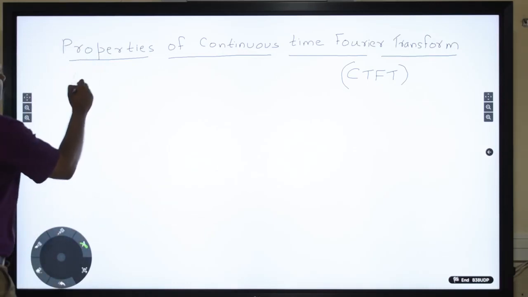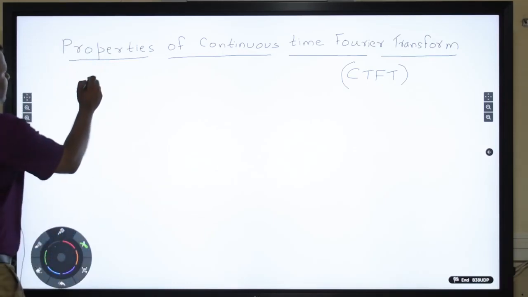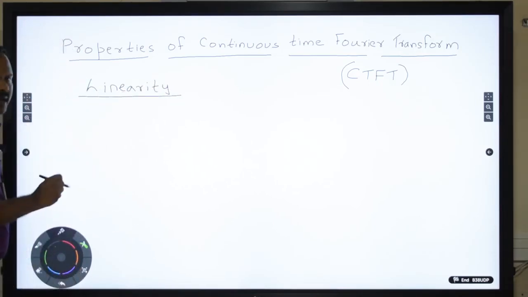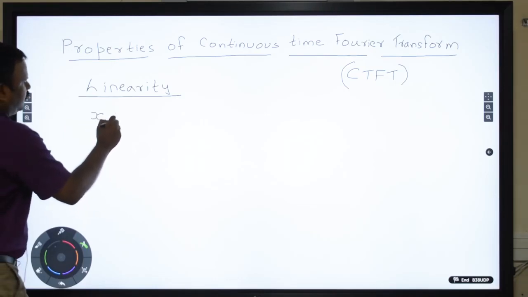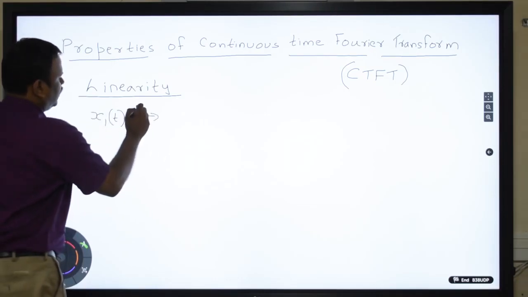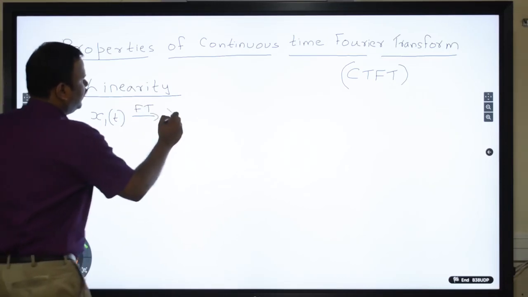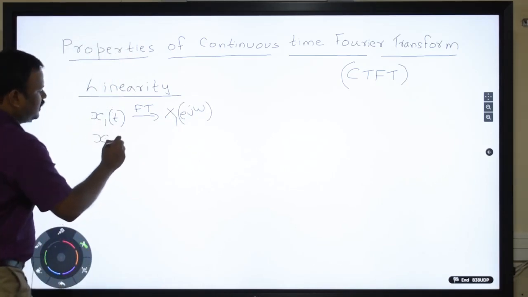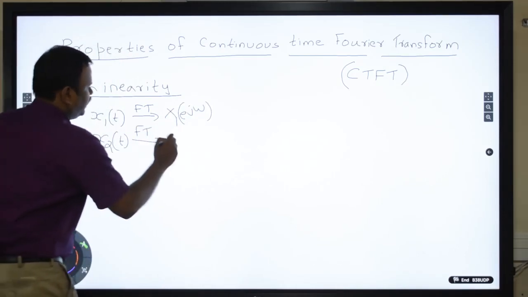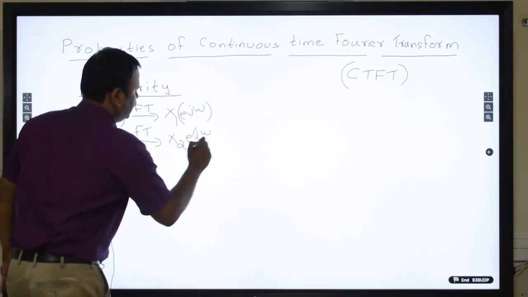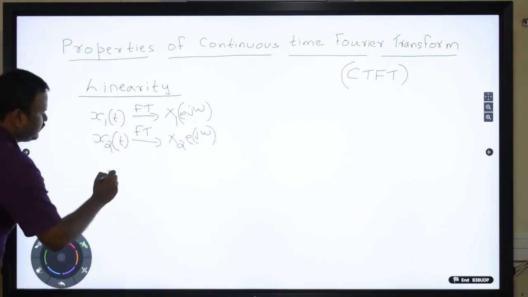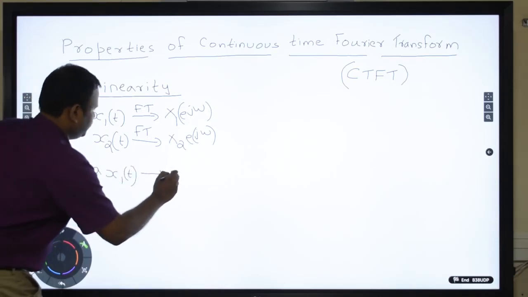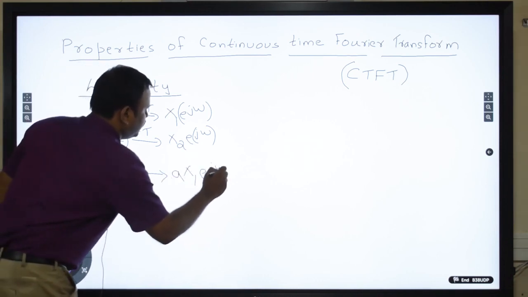So, the first property is linearity. We have a signal x1 of t whose Fourier transform is given by X1 of e raised to j omega, and x2 of t whose Fourier transform is given by X2 of e raised to j omega. Now, we are multiplying x1 of t with a constant a, whose Fourier transform is a X1 of e raised to j omega.